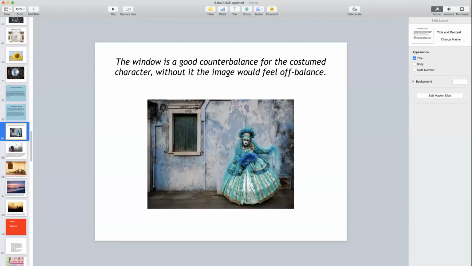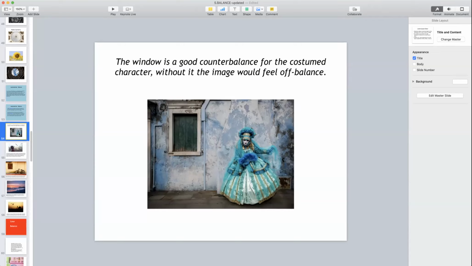Who will say this is a photograph of a window? Some fool will say that this is a photograph of a window. This is not a photograph of a window, this is a photograph of a dancer. But it is balanced with the window. It is balanced with the window.